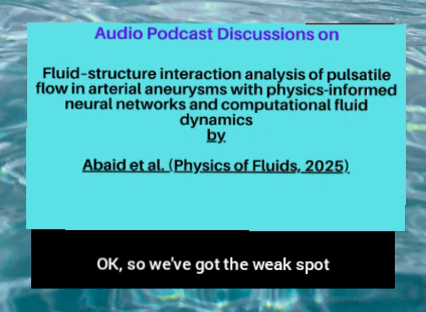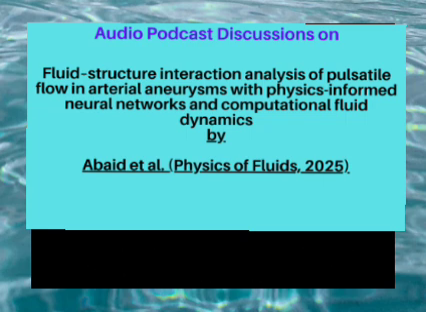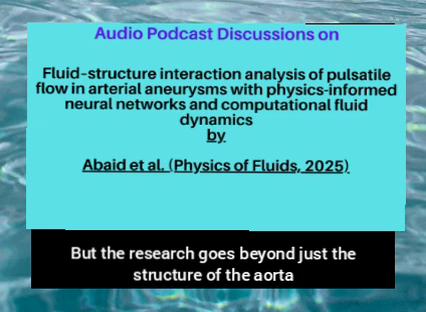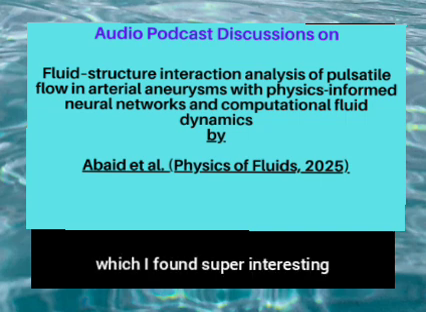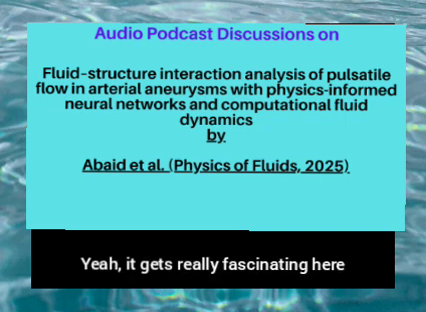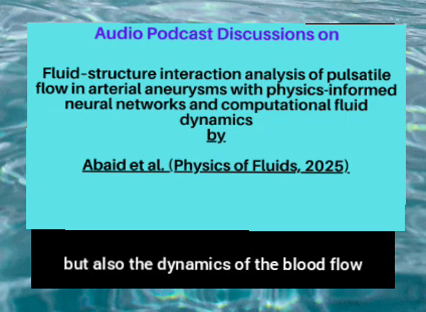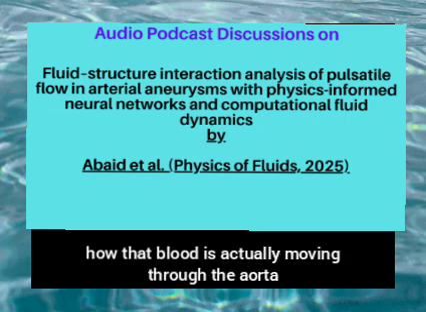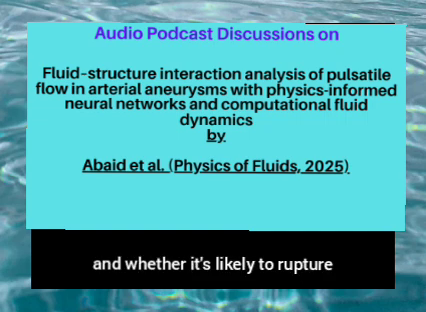Okay, so we've got the weak spot, and we've got kind of the worst case scenario location-wise. But the research goes beyond just the structure of the aorta. Yeah. It also really delves into how blood flows through it, which I found super interesting. Yeah, it gets really fascinating here because it's not just about the shape of the vessel, but also the dynamics of the blood flow, how that blood is actually moving through the aorta, that can impact how an aneurysm develops and whether it's likely to rupture.